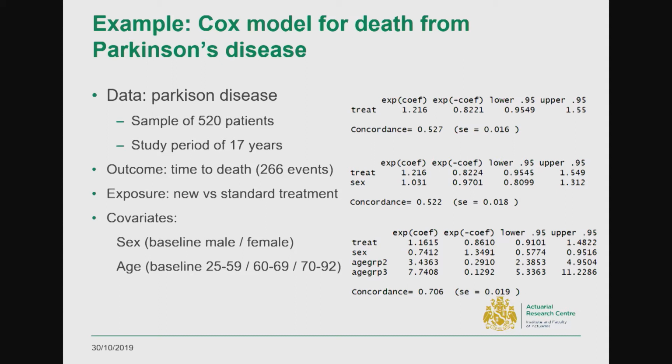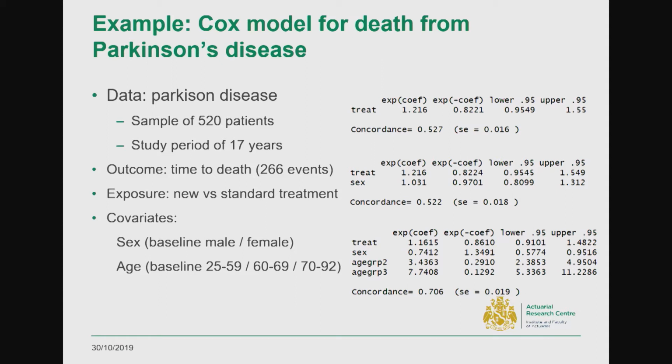So the main outcome is the time to death. In total, in this data set, we have 266 events, where an event is a death. The exposure: we want to compare two different treatments, the new treatment versus a standard treatment. And we have some covariates, which are sex, males and females, and age group. You can see it on the slide.